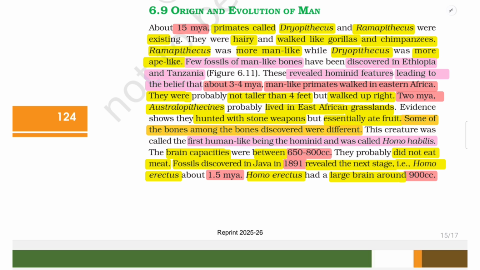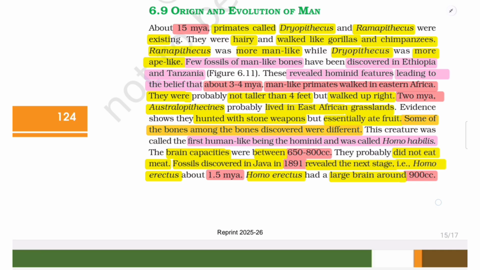2 million years ago, Australopithecines probably lived in East African grasslands. Evidence shows they hunted with stone weapons but essentially ate fruit. Some of the bones among the bones discovered were different. This creature was called the first human like being, the hominid, and was called Homo habilis. The brain capacities were between 650 to 800 cc. They probably did not eat meat.